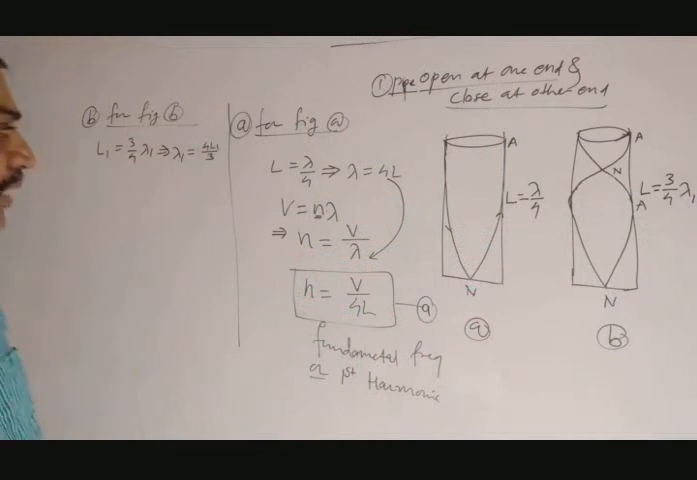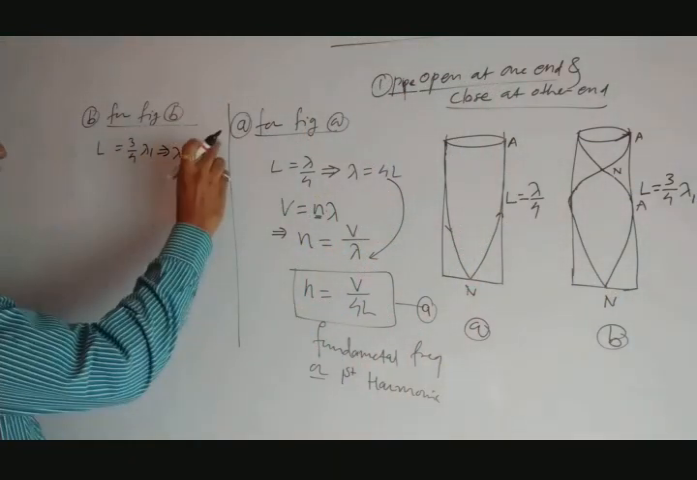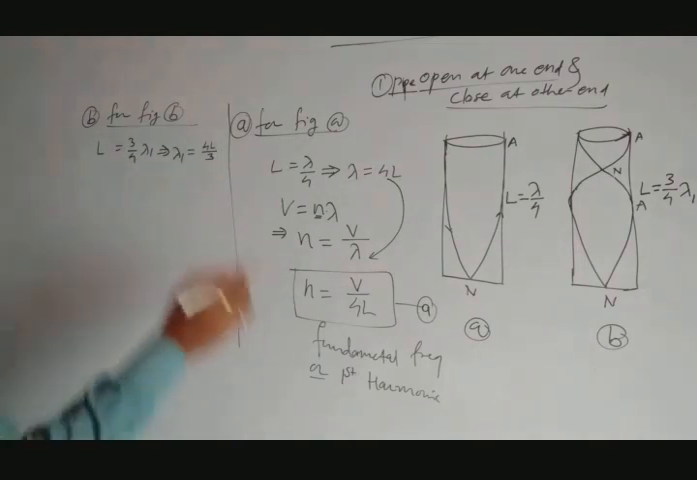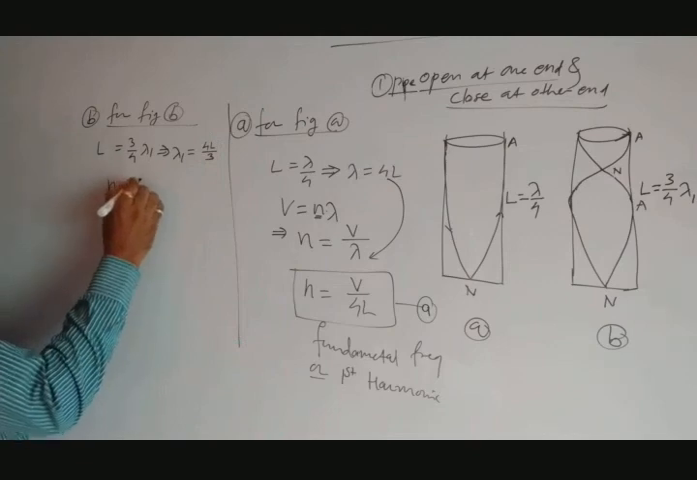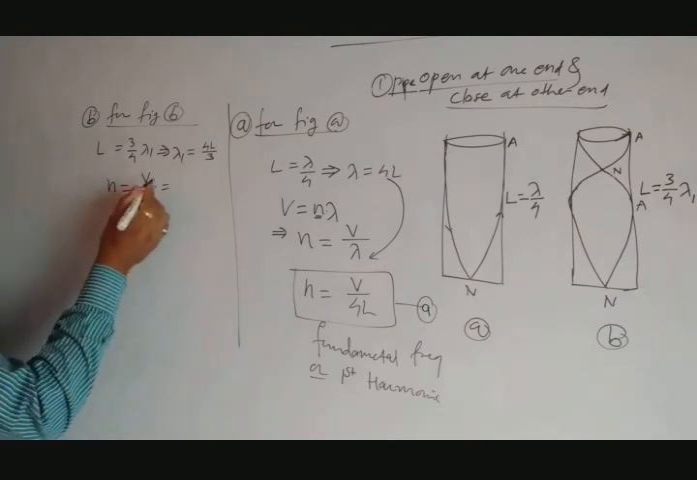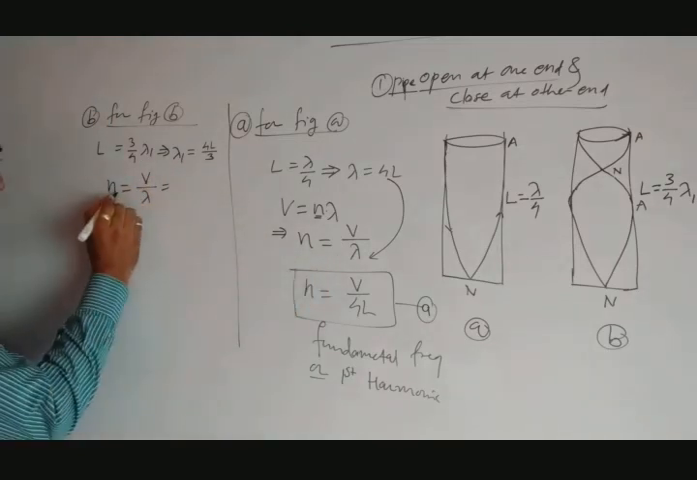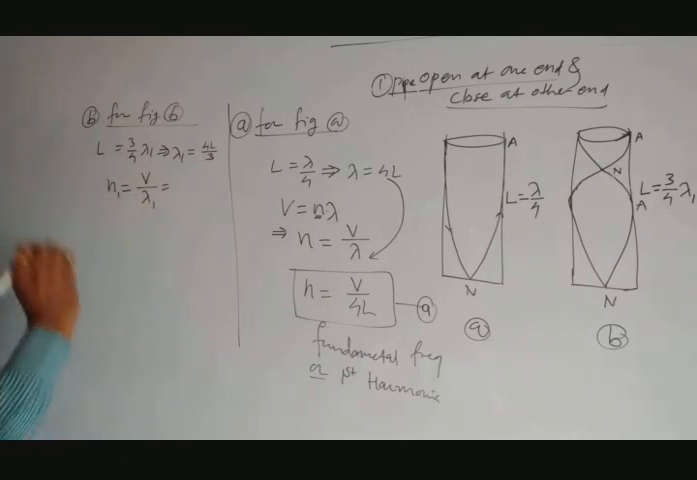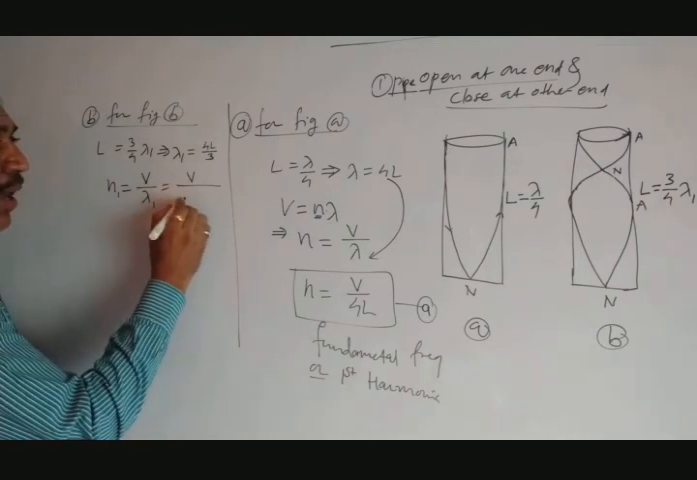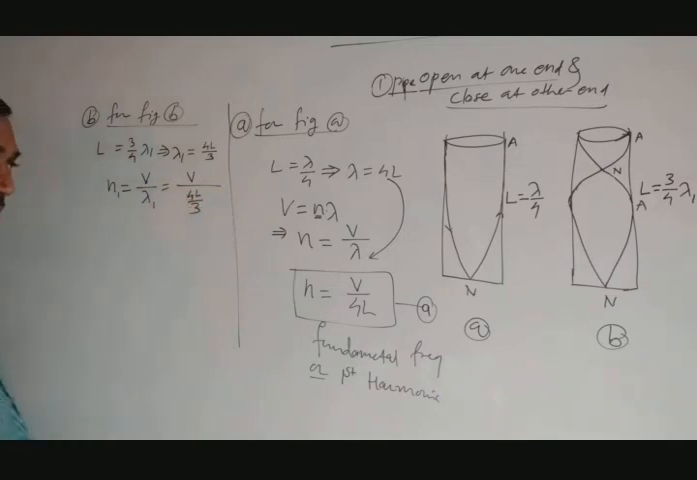Don't take L1, L2. Let's take it as L only. Just take lambda 1, so lambda 1 equal to 4L by 3. So we get this lambda 1. As we know the equation n equal to V divided by lambda, that is the basic equation. But this is first mode, so it is n1, with lambda 1. Put the value here, you can write V divided by 4L divided by 3.